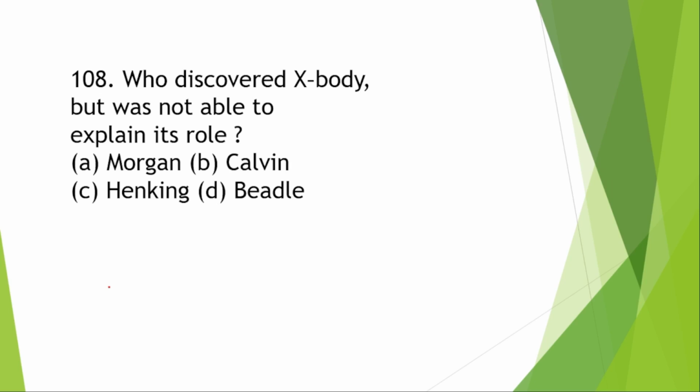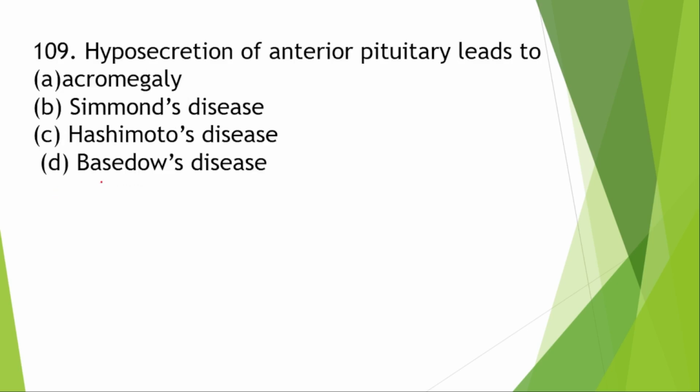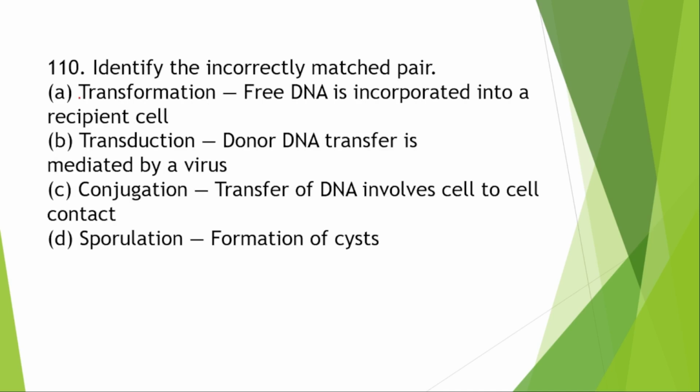108. Who discovered the X body but was not able to explain its role? A. Morgan, B. Calvin, C. Henking, D. Biddle. So here the right option is Henking. 109. Hyposecretion of the anterior pituitary leads to acromegaly, Simmonds disease, Hashimoto's disease, Basedow disease. So option B is right here.